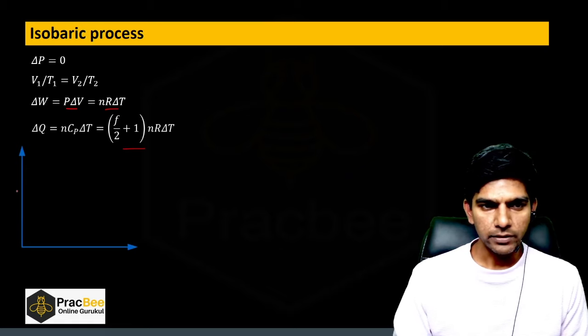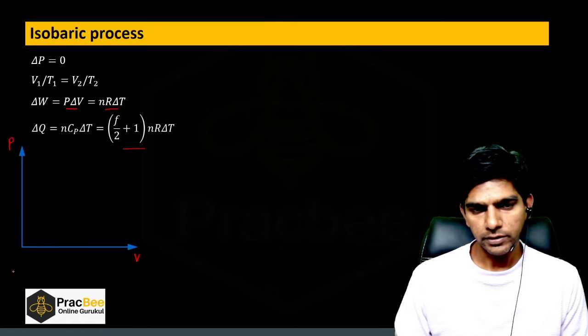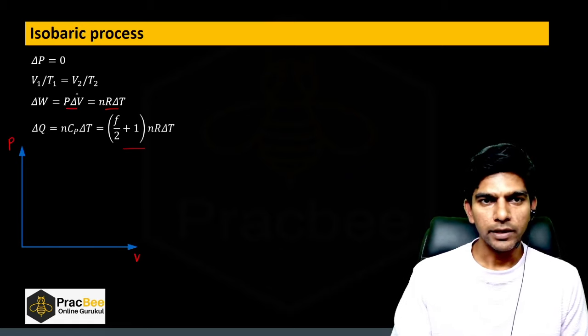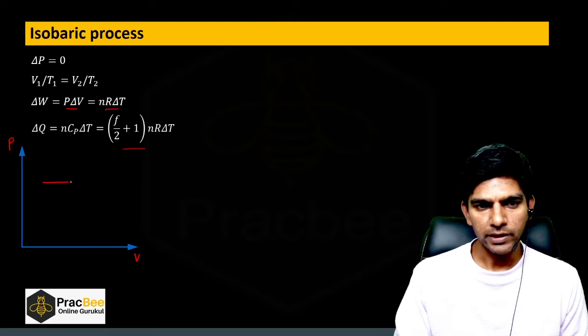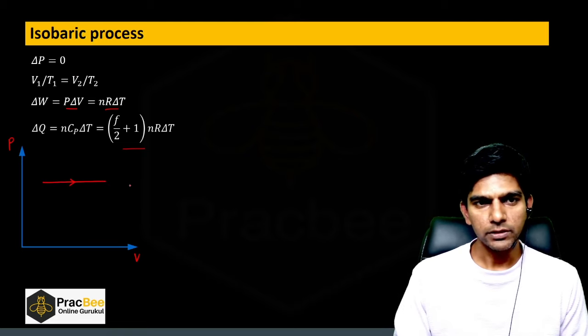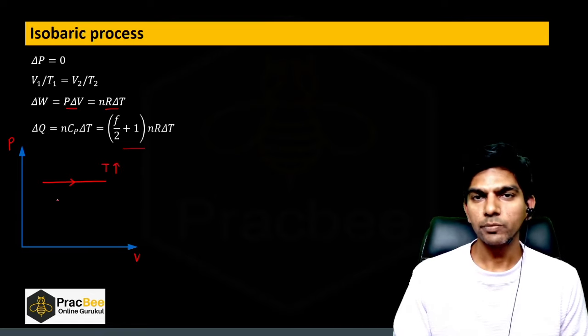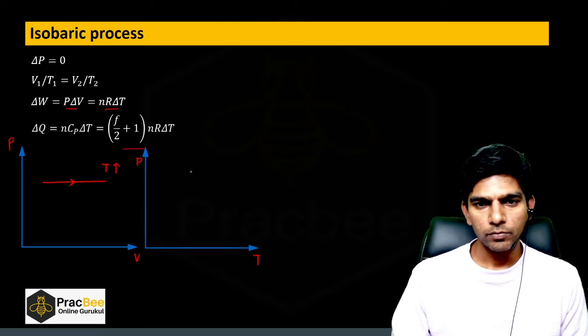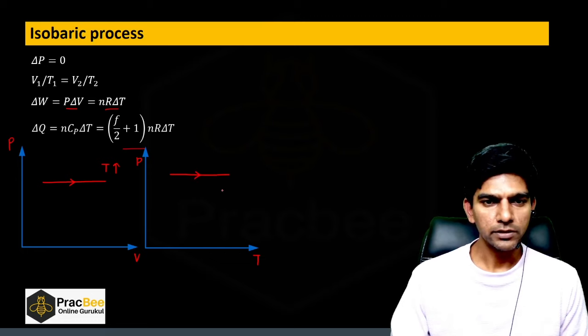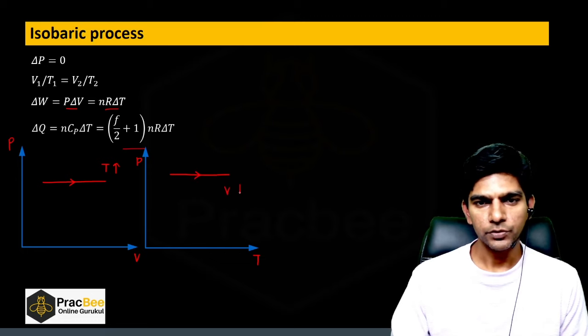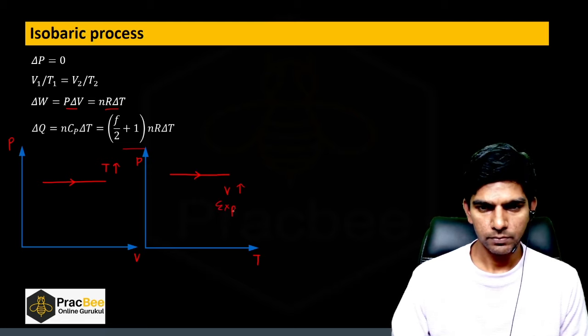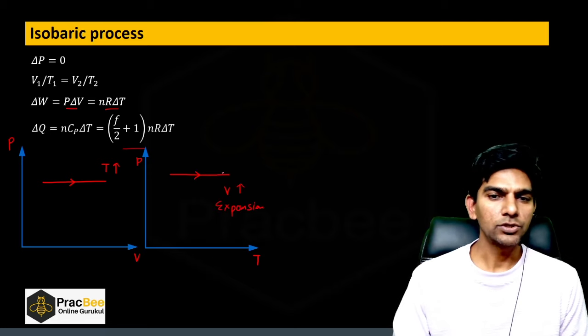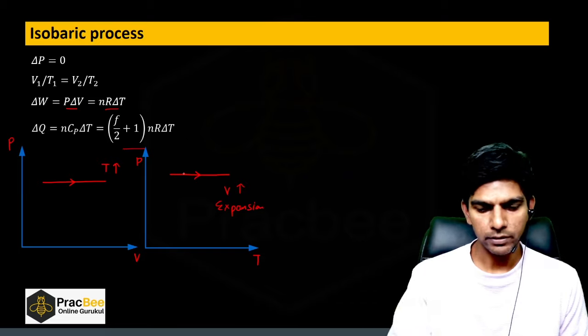And if we show the indicator diagram, say pressure and volume indicator diagram, in isobaric process, it will be a graph which is parallel to the x-axis. So if the volume is increasing, temperature will also increase because volume is directly proportional to the temperature. And in the pressure-temperature graph, again it will be a graph which is parallel to the x-axis. If the temperature is increasing, volume will also increase. So we can say there will be expansion. In case of a compression, the arrow direction will get reversed.